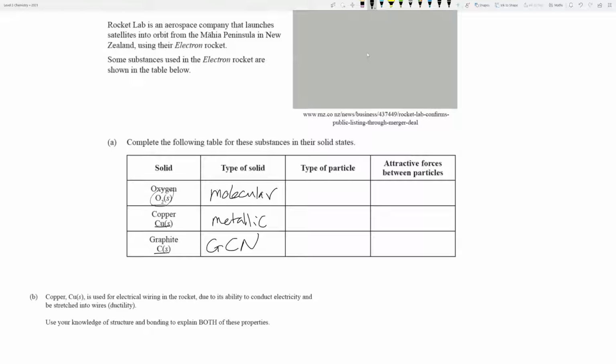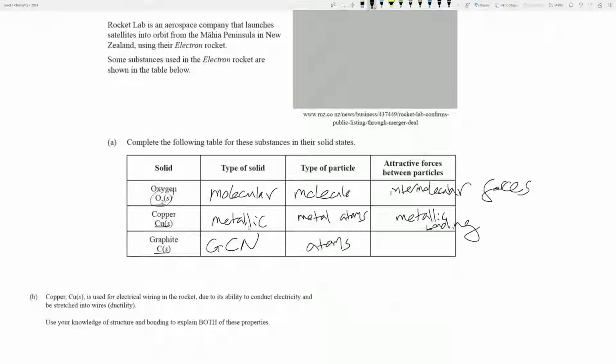The type of particles that make up an oxygen solid is molecules, and the force of attraction is intermolecular forces. This is really weak, and so they have a really low melting point and boiling point. Copper is made of metal atoms, or just atoms is fine. Graphite is made of carbon atoms. Metallic solids are held together by metallic bonding, and with graphite, the giant covalent network is held together by covalent bonding.